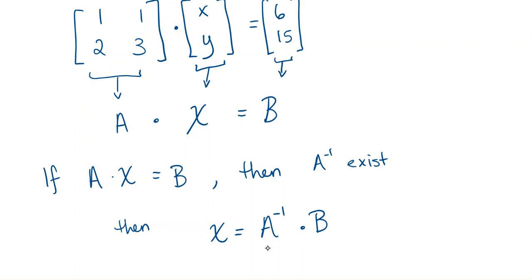A few notes. Notice it's A inverse times B. Order of matrix multiplication is important. And then we look. This is the only thing that we don't know because we already know B. It's the matrix 6, 15. To find A inverse, we look at A and we see that it's actually a 2 by 2 matrix.